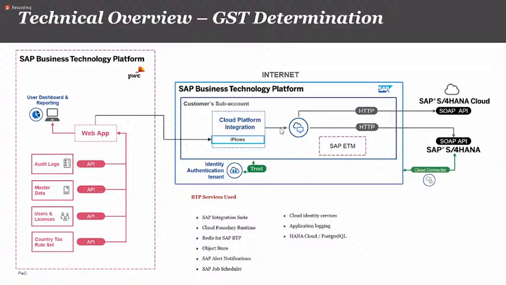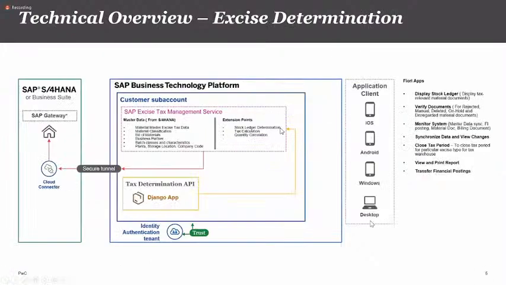This is for the GST calculation. We also have a roadmap to accommodate this particular API into something that can be used for excise determination. So within SAP, there is a new tool called Excise Tax Management Service, which I believe is in public beta right now. And one of the aspects of that particular tool that we would like to utilize is the extension point for tax calculation, where this API can integrate and do Australia-specific or geography-specific tax calculations.